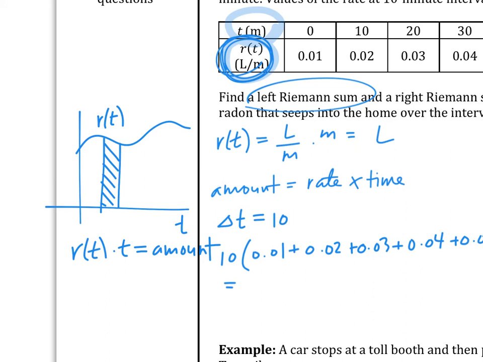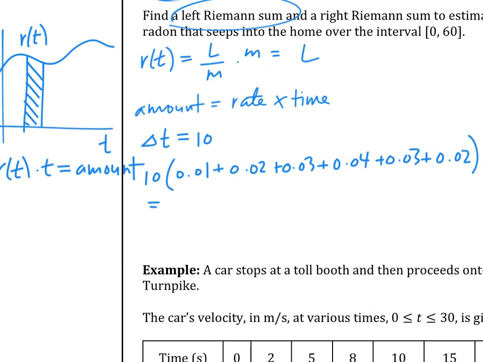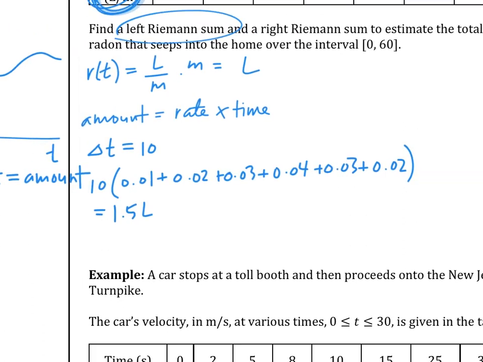Are you getting this? Is that just the formula? It's not really a formula. It's just theoretically thinking like, what is Riemann sum? It's just the area. So, okay, that's the formula. Yes. Okay, so the left Riemann sum is going to give you 1.5 liters.